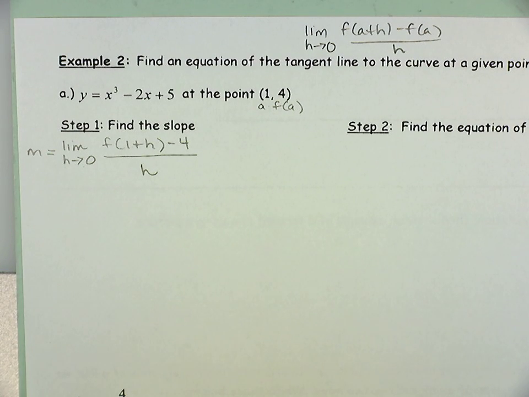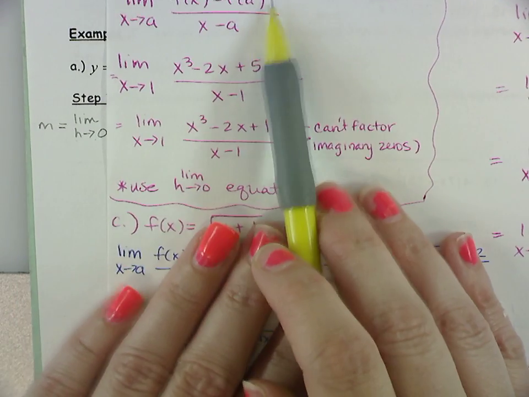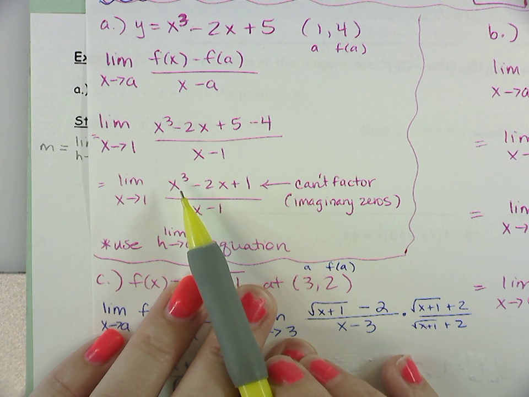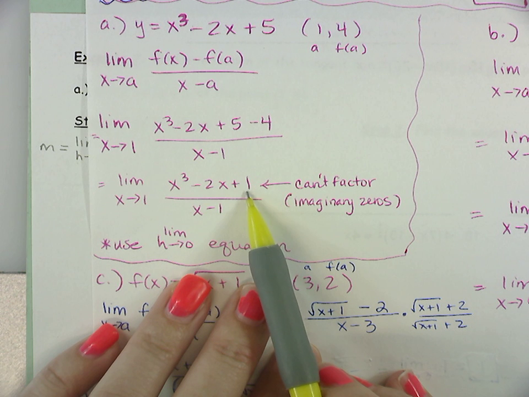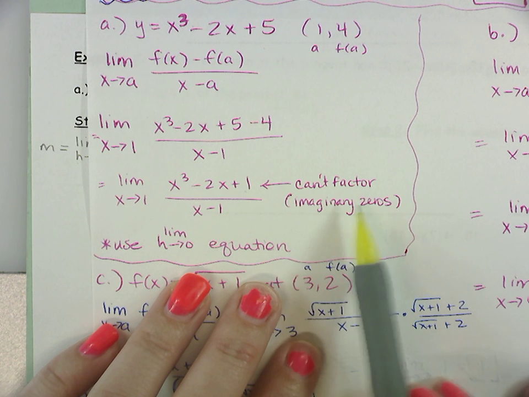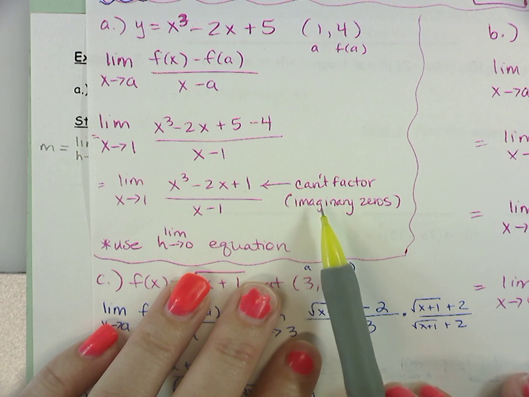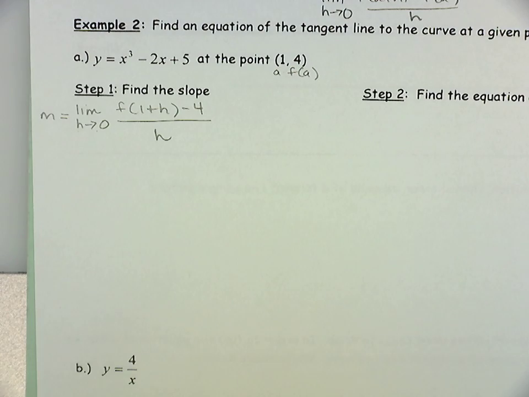Now, you could have tried to use the other formula. Let me just show you what happens. If you did that, once you plugged everything in, you would end up with x cubed minus 2x plus 1. Can you factor x cubed minus 2x plus 1? No, you could if it was x squared, but it's not. It's x cubed. The reason you won't be able to factor that is because there are going to be imaginary zeros. So you don't want to do this. We're going to use the limit as h goes to 0 equation.